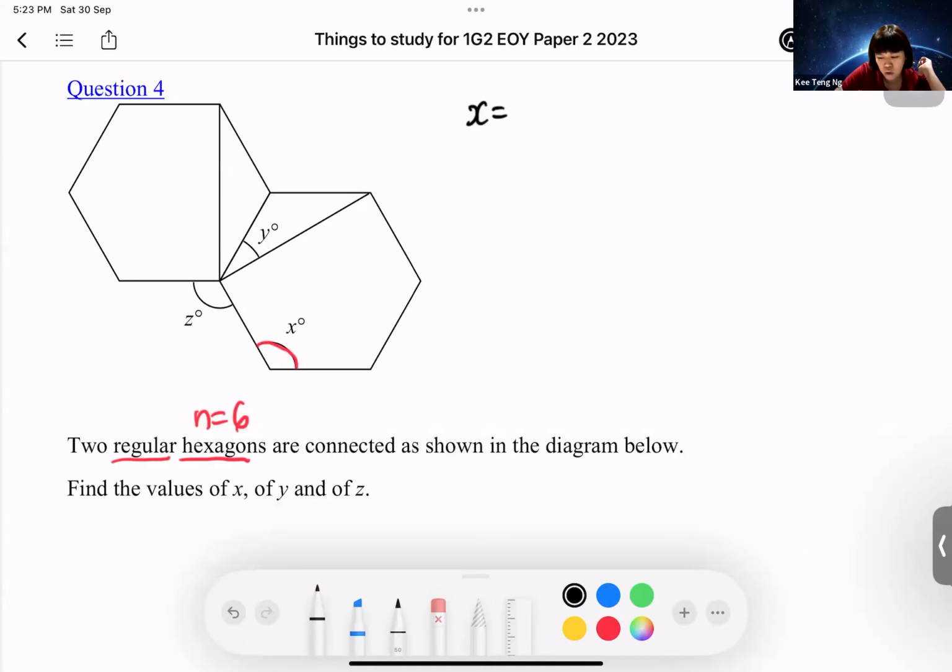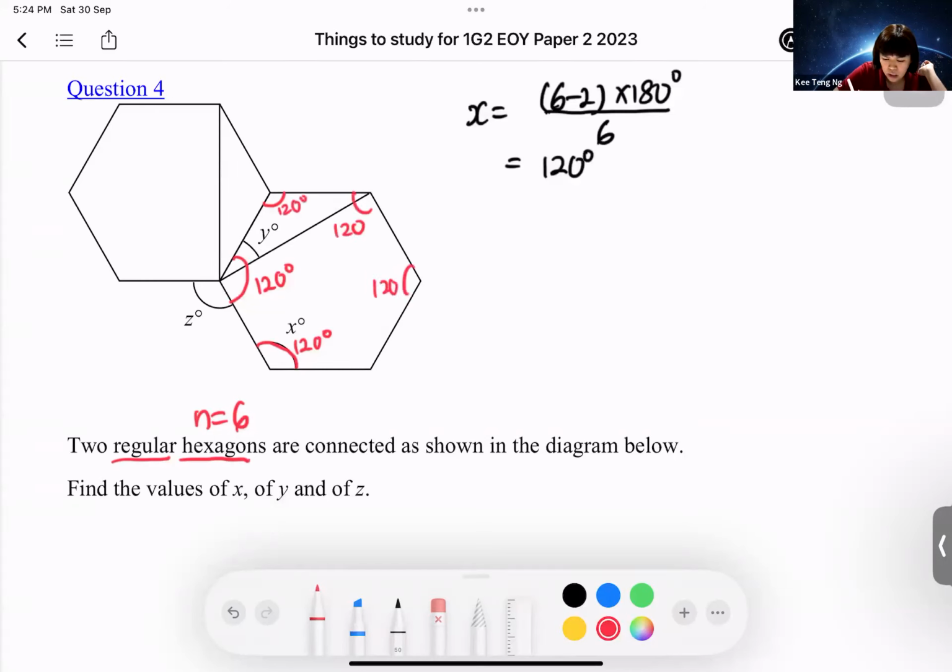So x will be equal to n minus 2, which is 6 minus 2, times 180 to get my total, but I want to find one of it, so I divide it equally among the 6. And that will give me the angle 120 degrees. So if that's the case, this angle is 120, and it's a regular hexagon. So this is 120. This is also 120, 120, 120, 120. And similarly, we say there are two regular hexagons. So this one is also 120, 120, 120, 120, so on and so forth. All the angles are the same.